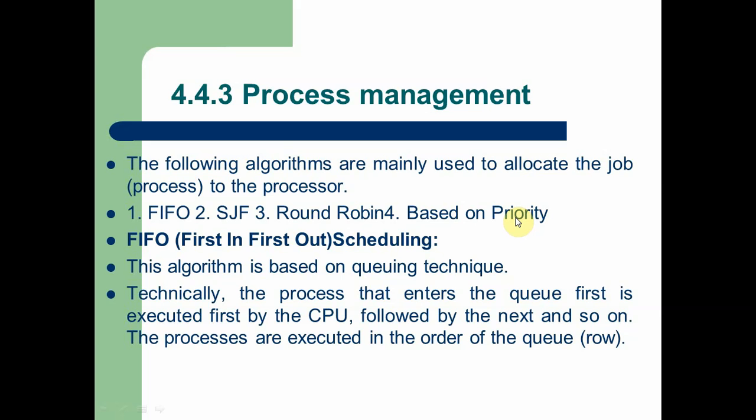Of course, we know what an algorithm is. An algorithm is a step-by-step procedure to solve any problem. So FIFO is a procedure or an algorithm to solve a process management problem. The first technique is FIFO. FIFO means first in, first out scheduling. This algorithm is based on queuing techniques.